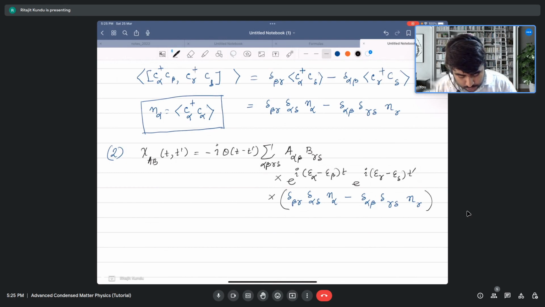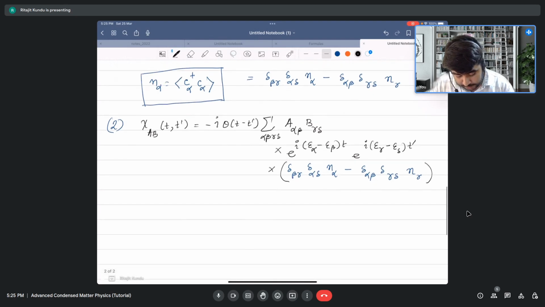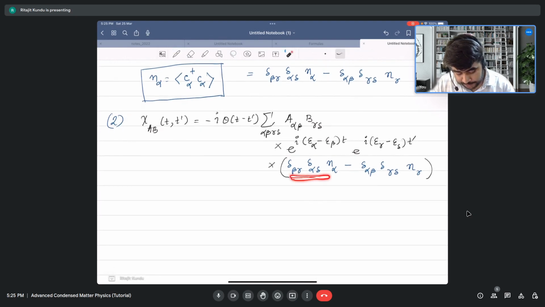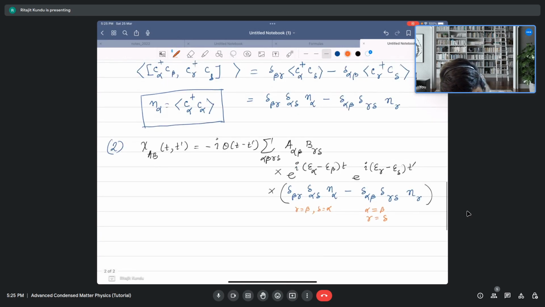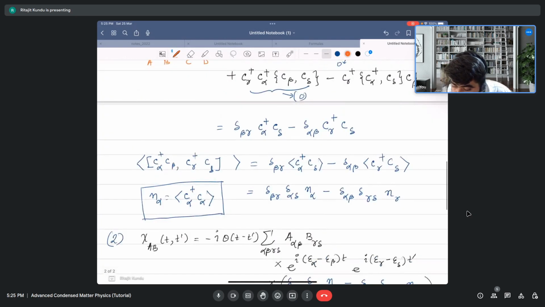So let's do these summations term by term. The first summation sets some constant. Because of the Kronecker deltas, my gamma has to be beta, and this delta has to be alpha. We will use that to do the summation for the first term, and the second summation tells me that alpha has to be beta and gamma has to be delta. Okay, something like that. Seems okay.